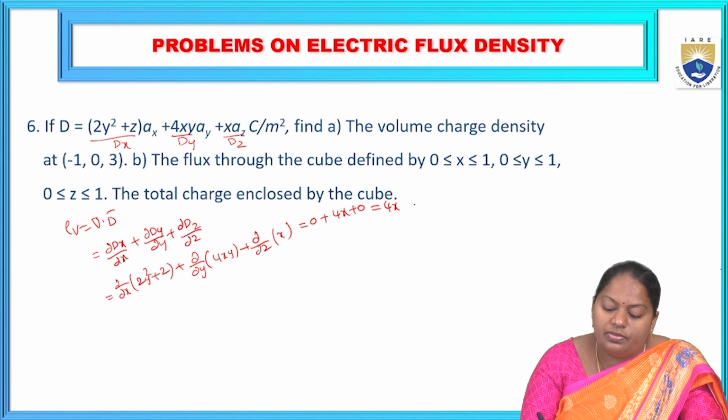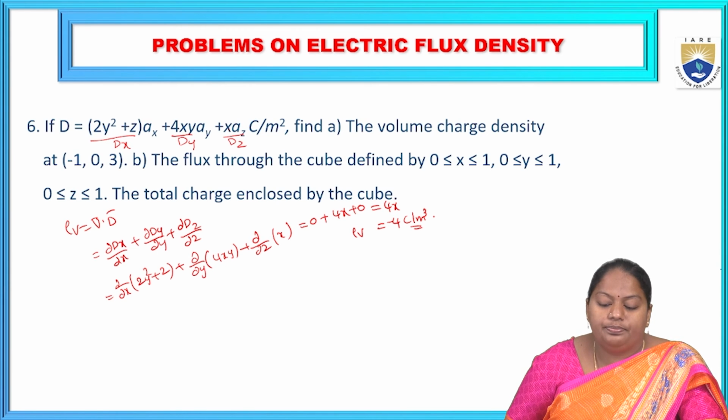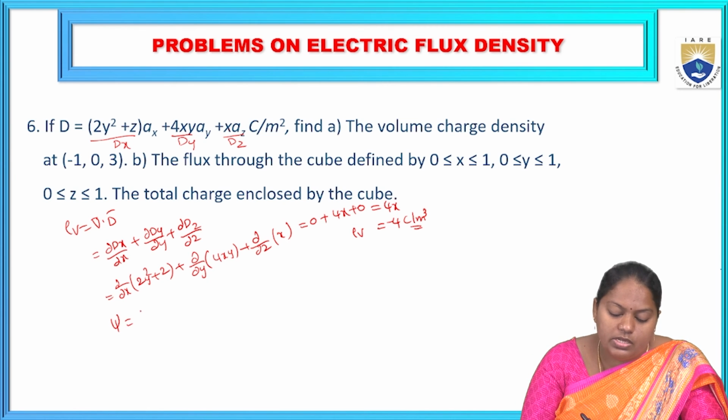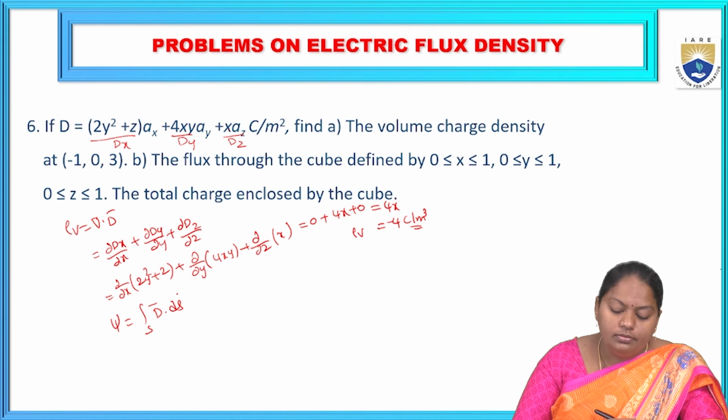Now substitute in place of x, y, z by those 3. Hence rho v equal to minus 4 coulomb per meter cube is to be obtained. So then the flux through the cube can be found as psi equal to the integral of D dot dS.